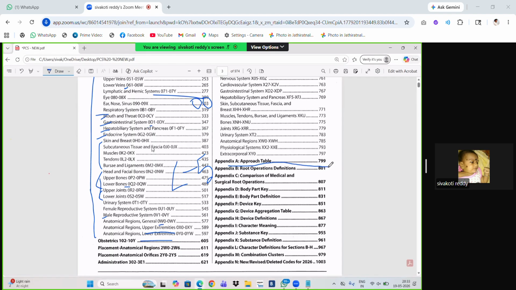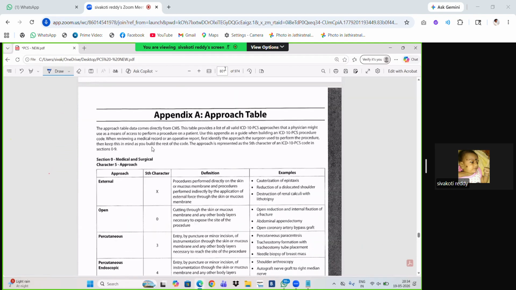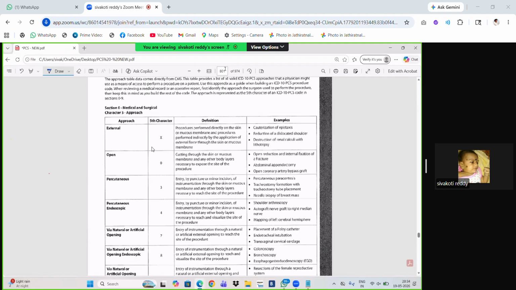Approach table, they documented, right? In the table of contents, if you find Appendix A, approach table, or you opened PCS means. If you're not opened, no problem. You will get this approach table.